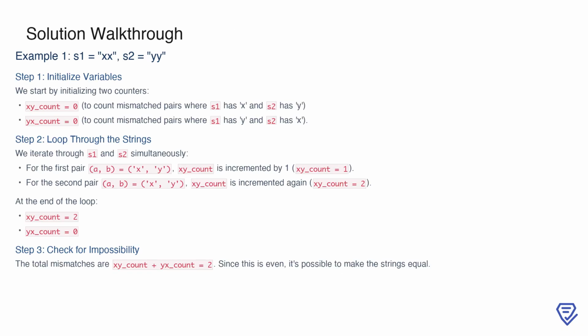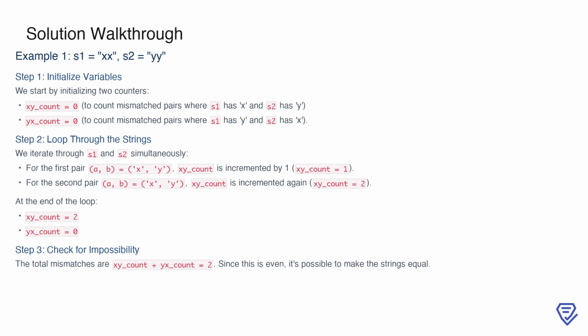To solve this problem, we first need to analyze the mismatches between the two strings. Starting with S1 as XX and S2 as YY, we initialize two counters, XY_count, which will track the mismatches where S1 has X and S2 has Y, and YX_count, which will track the reversed mismatch, where S1 has Y and S2 has X. Next, as we iterate through the strings, we compare each pair of characters. For the first pair, X in S1 and Y in S2, we increment XY_count by 1, making it 1. For the second pair, which is also X and Y, we increment XY_count again, resulting in a total of 2.